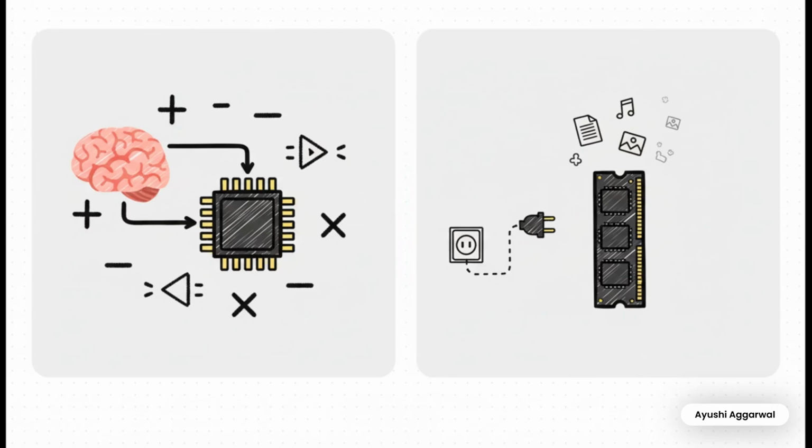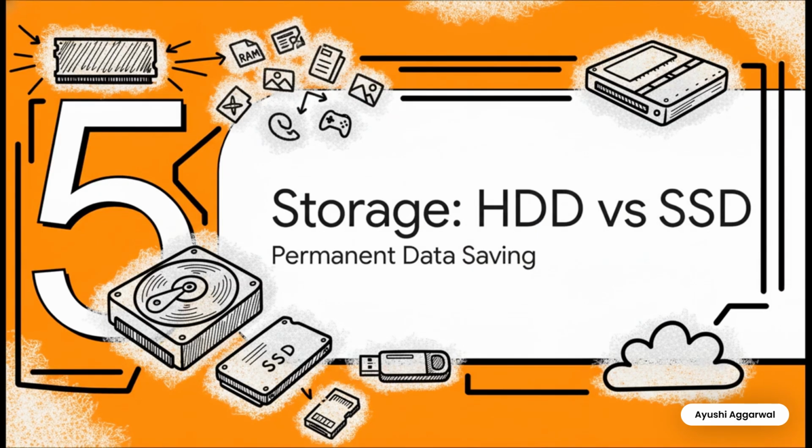But here's the catch. Data in RAM only stays there as long as the computer is on. Power off, and poof, the data is gone. That's exactly why we call it volatile memory. So, we've established that RAM is volatile, meaning it's temporary memory. This brings up a really important question. Where do we permanently save all our stuff? Our photos, our files, our games? Well, for that, we need storage devices.